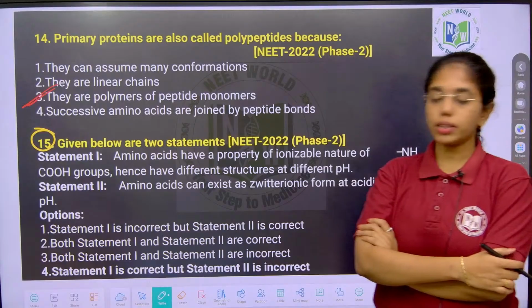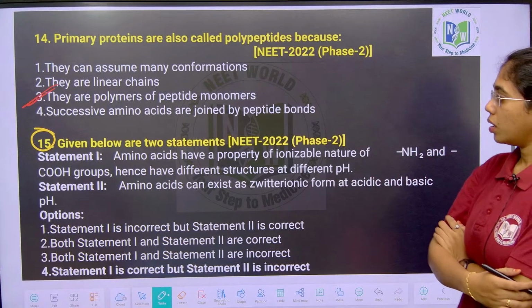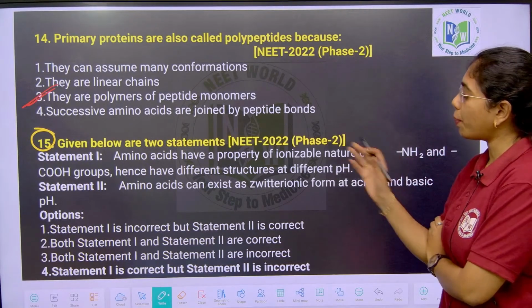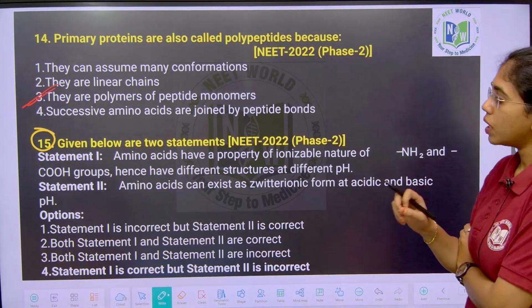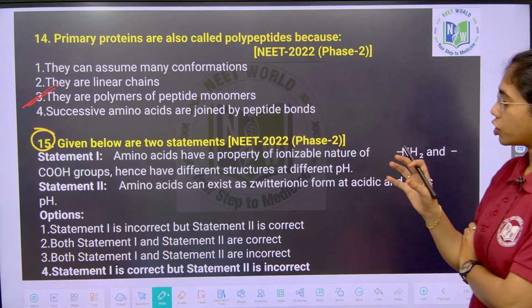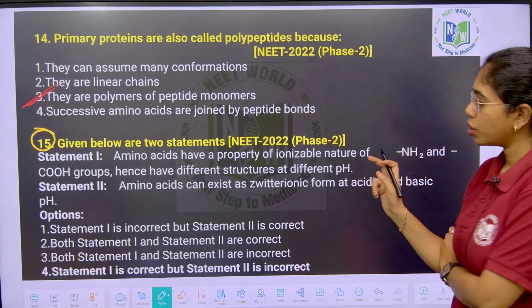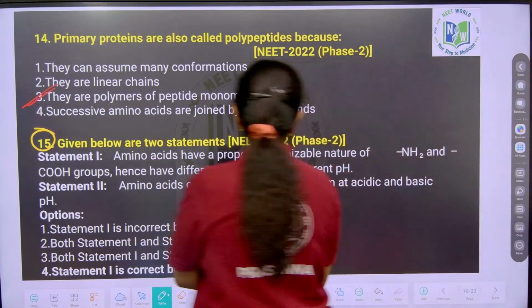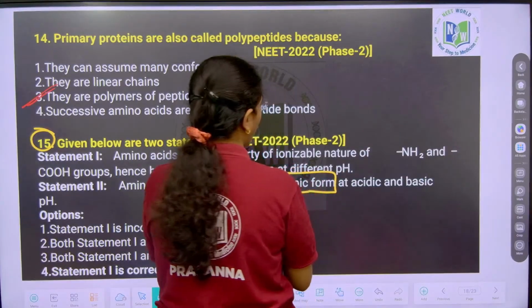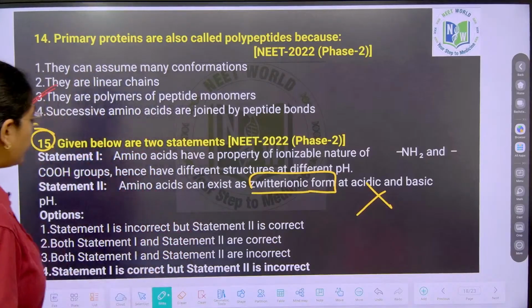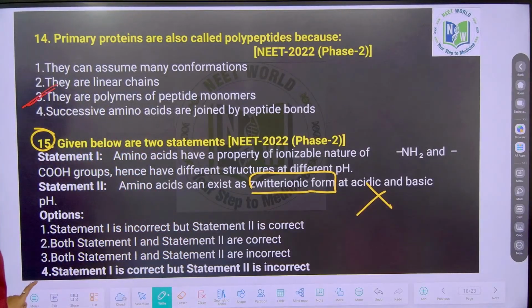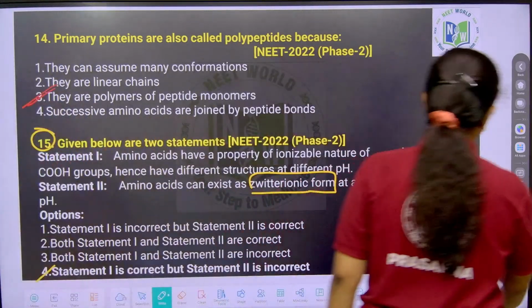Given below are two statements. Amino acids have the property of ionizable nature of amino and carboxyl groups. Hence, they have different structures at different pH. Amino acids can exist as zwitterionic form at acidic and basic pH. Wrong. Only at neutral pH. So, statement 1 is correct and statement 2 is incorrect. Next.